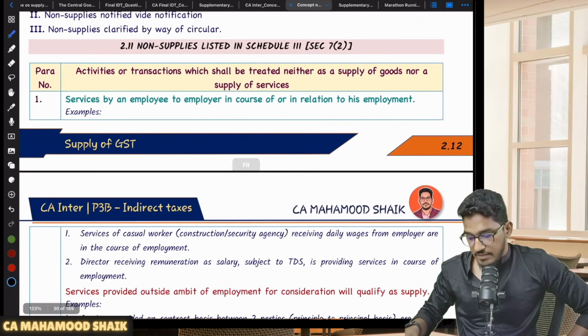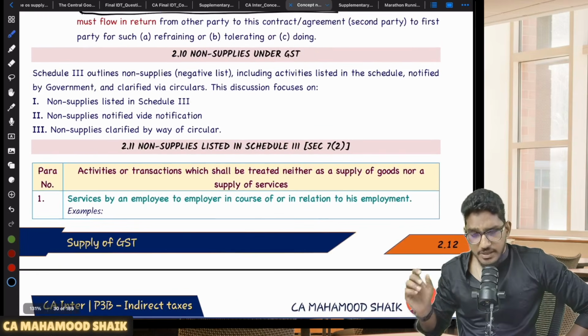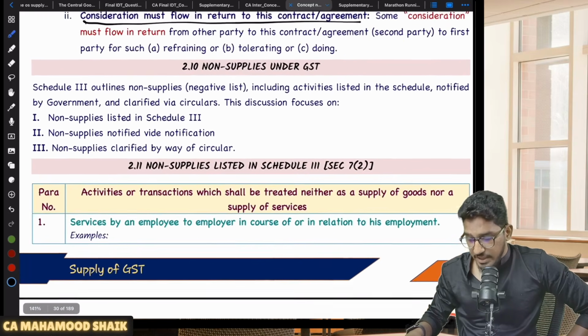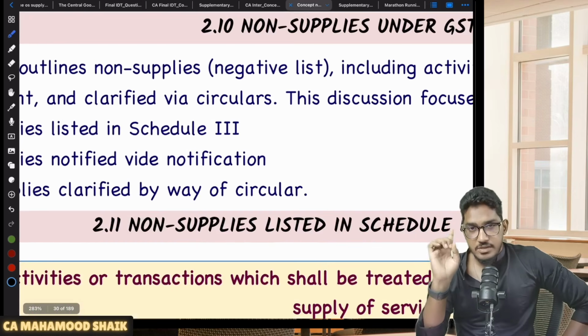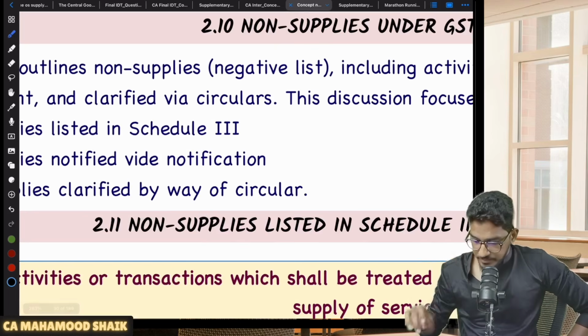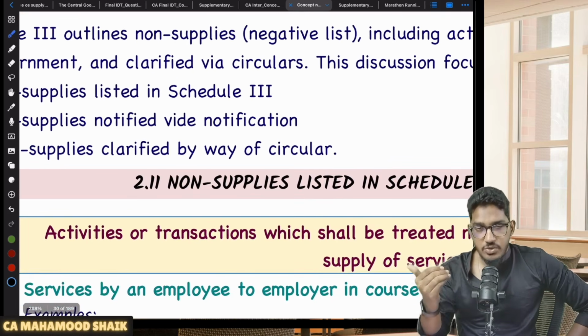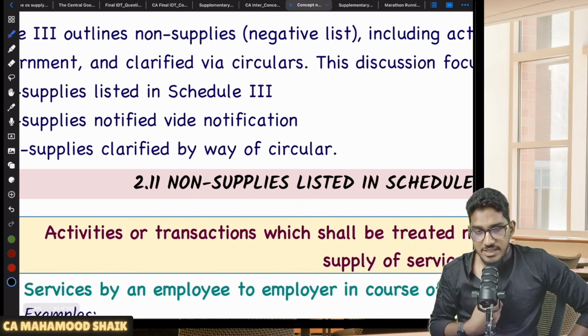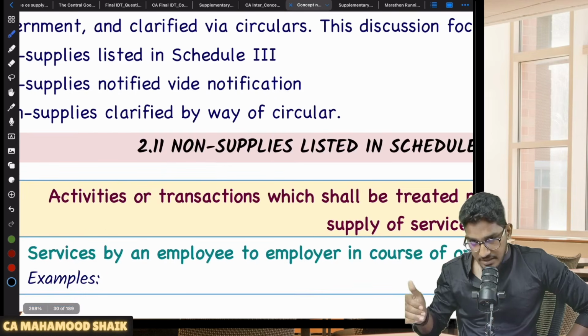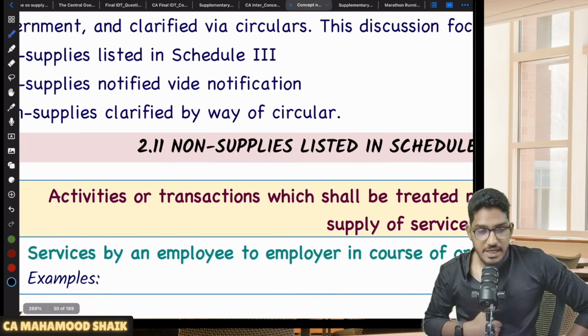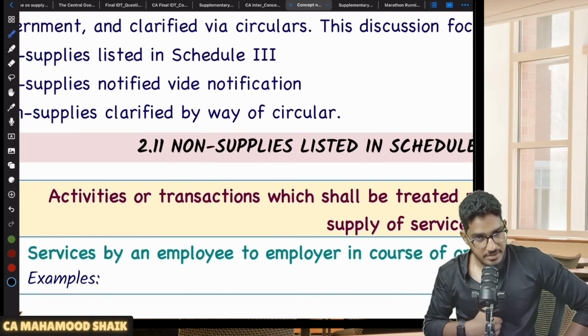Those activities are given under Schedule 3. Actually, the activities which will not be treated as supply are given in 3 places. One is Schedule 3, which lists some activities not considered as supply. Thereafter, the government has released a notification. By way of notification, they have specified certain activities which will not be treated as supply. And the government has also given some circulars. By way of these circulars also, they have clarified some activities which will not be treated as supply.